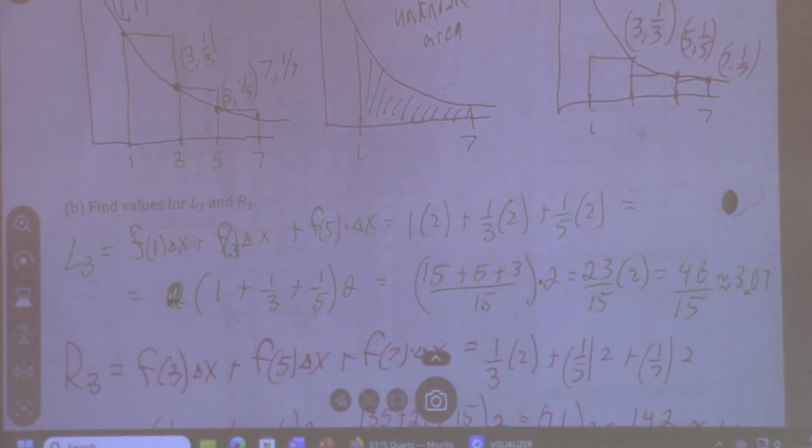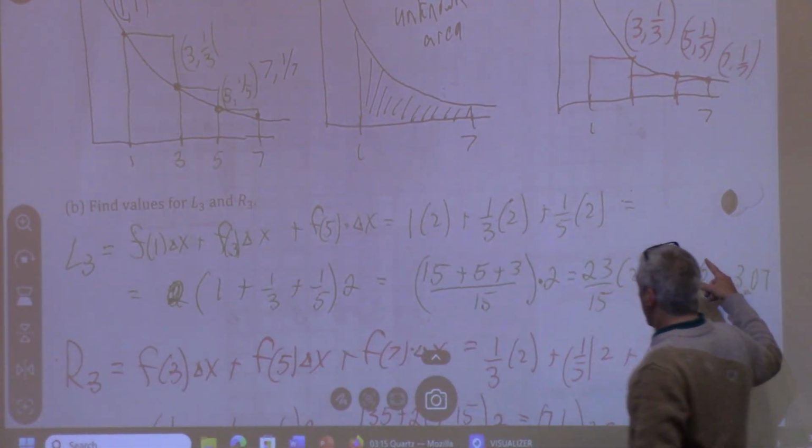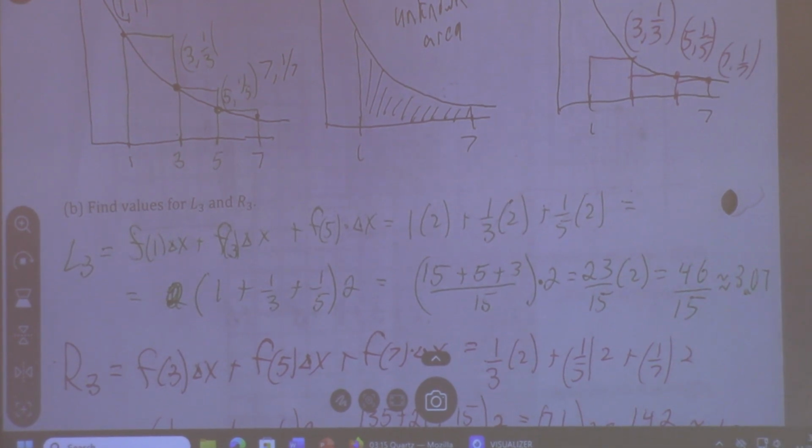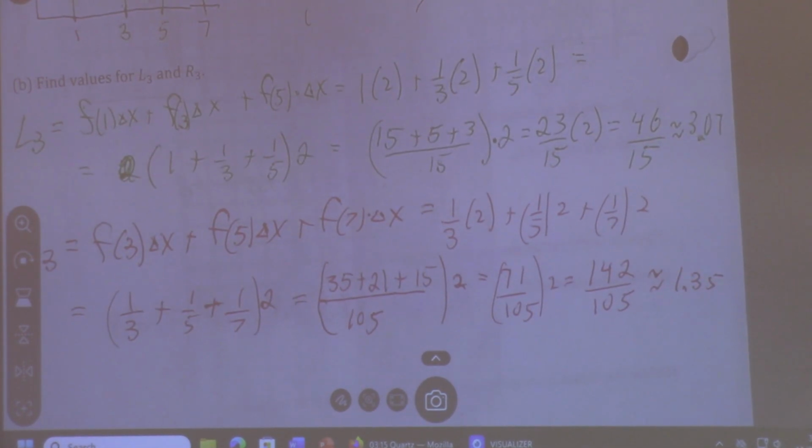You found the value of L3 was 3.07, which is too big, because you see all those green rectangles are too tall. The value of R3 was 1.35, which is too small, because you can see all those red rectangles are too short. I mean, there's all this leftover space. So that means the true value of that area is somewhere between 1.35 and 3.07. So this number, ln of 7, should be somewhere between here and here.